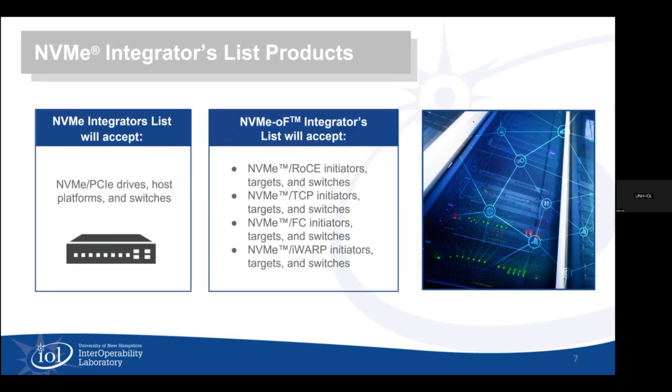So what goes on the integrators list? Here are the types of devices that can be placed on the list. On the PCIe side, the list accepts PCIe SSDs, host platforms, and PCIe switches. On the over fabrics integrators list side, it can accept network interface cards that act as targets or initiators, host platforms, JBOFs, and switches. These can be used across several different transports, and we test over RoCE, TCP, FC, and iWARP.